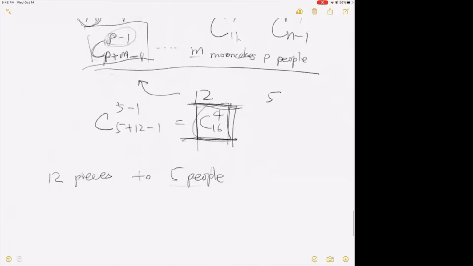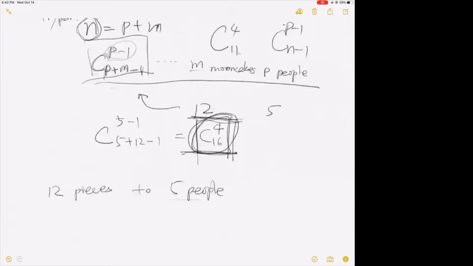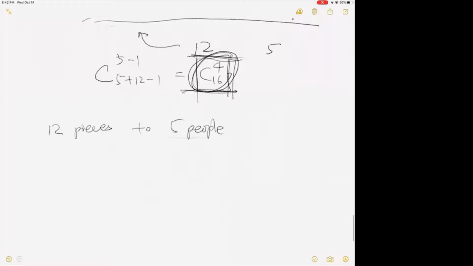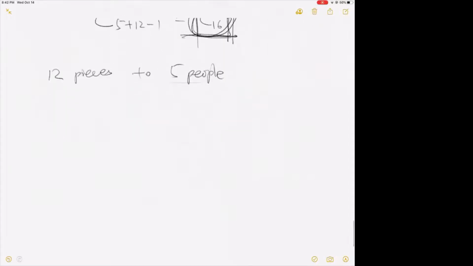Anyway, I still need you guys to explain why it is 16 choose 4. Isn't it because there's 11 spots, and then there's one on the edge, and there can be 4 in the same spot, so it's just 12 plus 4? Kenny, okay. So let me draw it: there are 12 mooncakes, so 11 gaps in between, and then there are the edges. There are 2 edges.